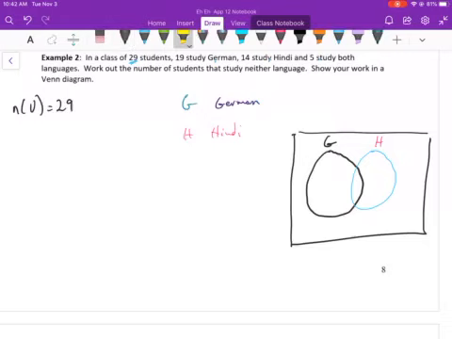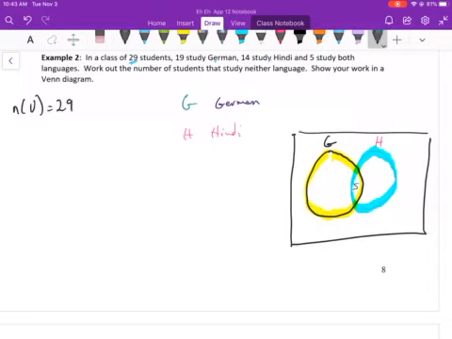19 students speak German. So that means that in this circle there is a total of 19. 14 study Hindi. So in this circle there's going to be a total of 14. And 5 students study both languages. So perhaps the most specific information is the most valuable. So in this intersection where German and Hindi overlap, I get 5.